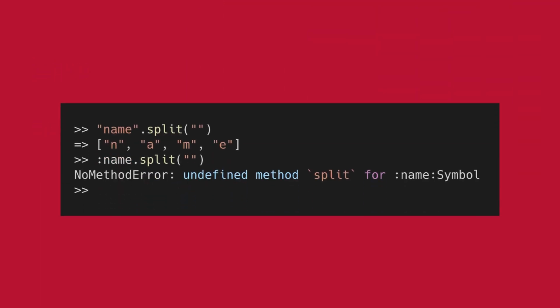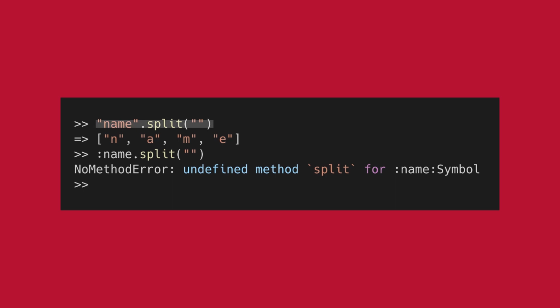Instead of using strings as hash keys, it's much more common to use symbols. Now symbols actually look a lot like strings, but they're prefixed with a colon. It's commonly said that symbols are strings without all the extra baggage. Let's look at a code example that will show what I'm talking about. So in this case, I have a string literal name and I call the split method on it. And I split by an empty string. So it will split on every character.